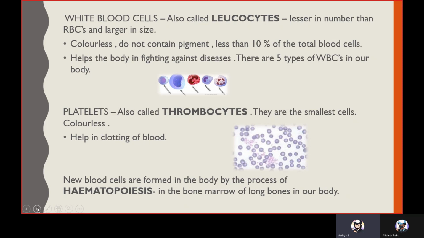Platelets, also called thrombocytes. They are the smallest cells. They are colorless. They help in the clotting of blood. New blood cells are formed in the body by the process of hematopoiesis in the bone marrow of long bones in our body.